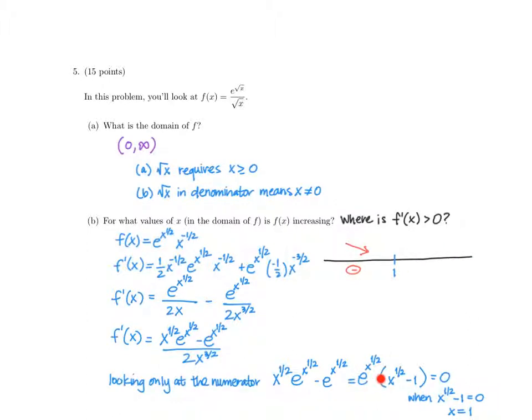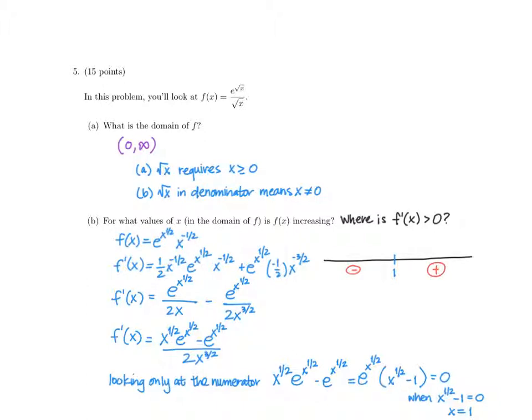Now, if we pick something that's greater than 1, something like 2, right? Well, e to the 2 to the 1/2, that's always going to be positive again. Root 2 is greater than 1, minus 1. That's going to leave us with something positive. And of course, the second that we get something greater than 1, its square root is going to be greater than 1. And this term right here will be positive. So we know that for something greater than 1, it will be positive.